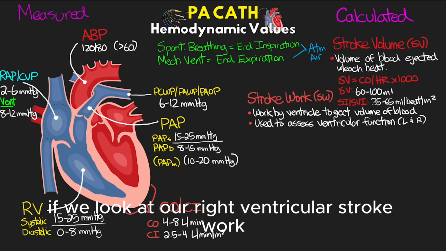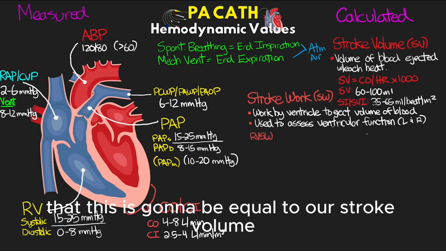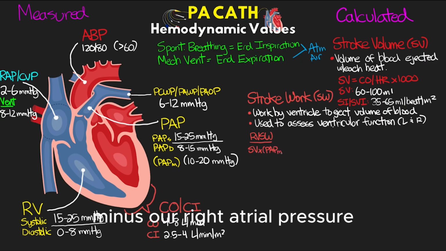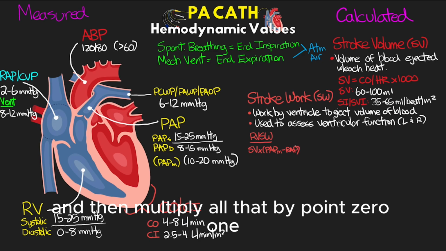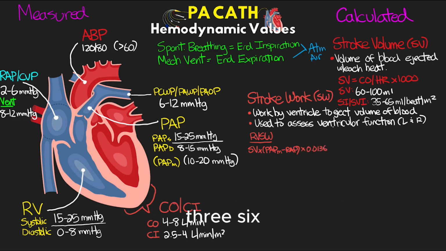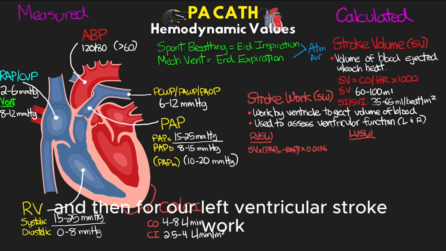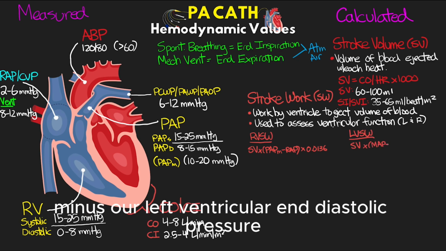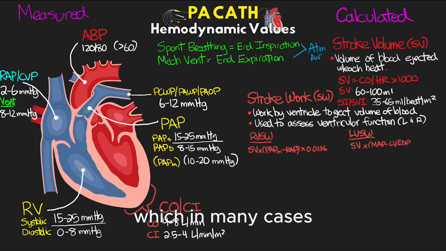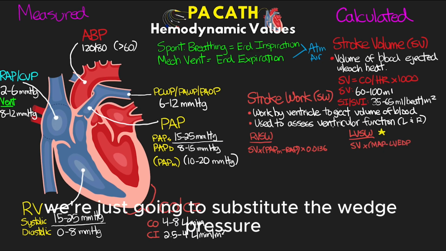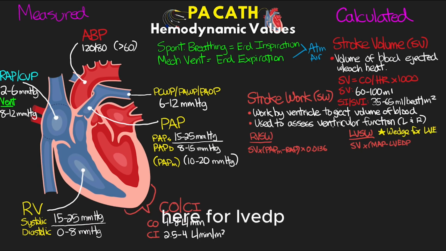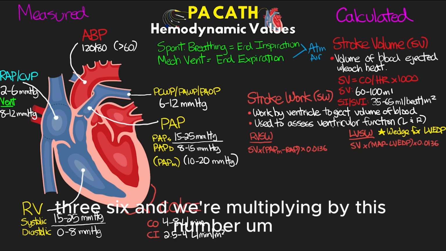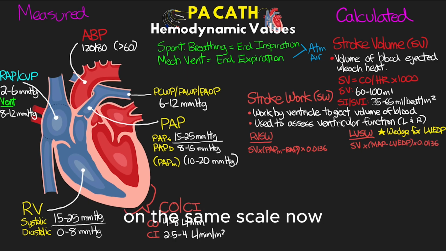And so first, if we look at our right ventricle stroke work, this is going to be equal to our stroke volume times our pulmonary artery mean pressure minus our right atrial pressure, and then multiply all that by 0.0136. And then for our left ventricle stroke work, this is again stroke volume times our mean arterial pressure minus our left ventricular end diastolic pressure, which in many cases we're just going to substitute the wedge pressure here for our LVEDP, and then again multiply that by 0.0136. And we're multiplying by this number, it's really a constant to get everything on the same scale.